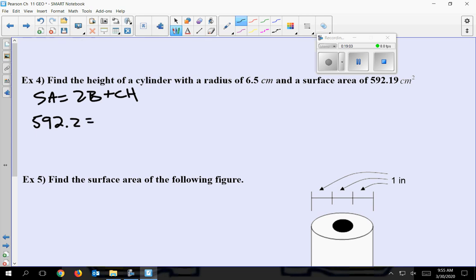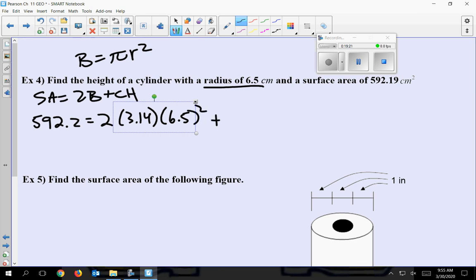The area of the base. Now, they didn't give me the area of the base, but I know I can find it because they gave me the radius, and I know that the base is pi r squared, and I know what pi is, so let's go ahead and plug that stuff in. Plus the circumference times the height. Well, they didn't give me the circumference, but once again, circumference is 2 pi r, or diameter times pi. So I could do that. I know pi is 3.14. They gave me a radius again, but they did not give me the height. Okay, so there you go. All I've got to do is find h.